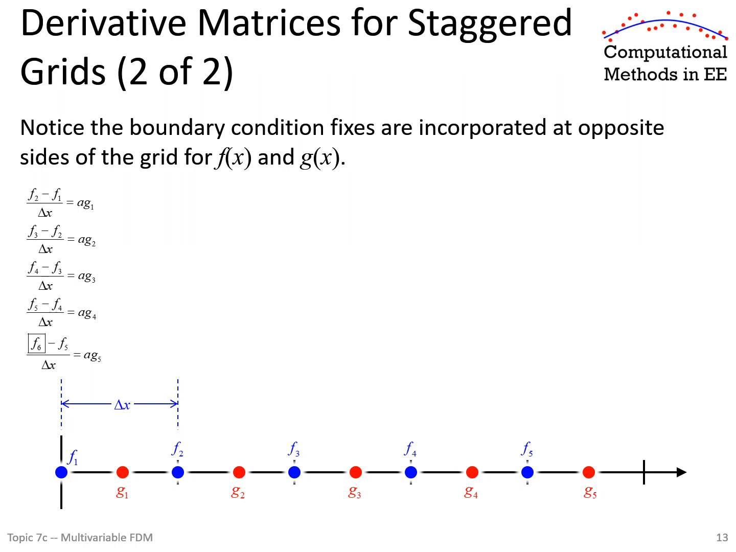Now notice on the last slide that the two different differential equations had their boundary conditions at opposite sides of the grid. And this is why we're going to need different derivative matrices, whether we're doing derivatives on F or derivatives on G, because of the staggering and the boundary conditions. It forces those matrices to be slightly different. We'll find out they're related, but they can be slightly different. So right now we have our 5 equations, and we can put these into matrix form.